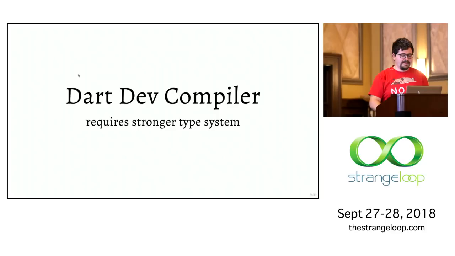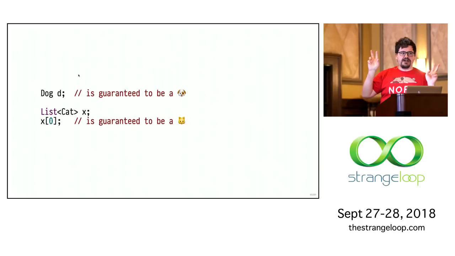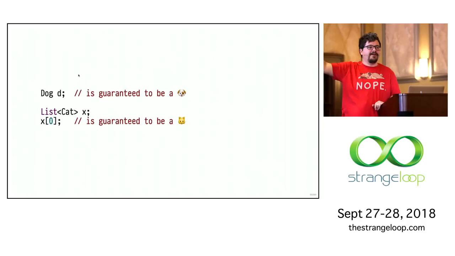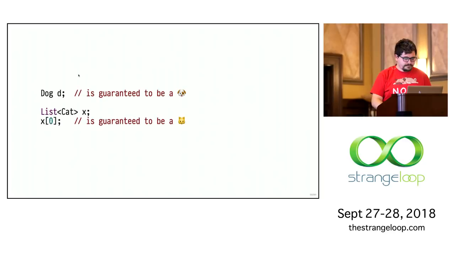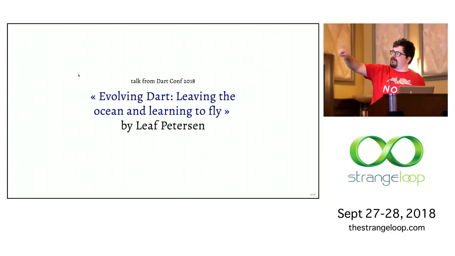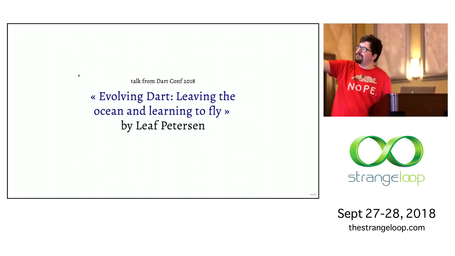So they said, what if Dart was a reasonable programming language like Java? No, not really like that, but yeah. What if writing that a variable is a dog actually guaranteed that the variable is a dog? What if having a list of cats actually guaranteed that there is a cat inside? None of which was true for Dart 1. There is a talk from 2018 at DartConf by Leaf Patterson, whom some of you might know as a person who worked on the Intel Haskell compiler at some point. So all the insinuations about the Java type system are not completely true. But anyway, there is a talk about the evolution of the Dart language.